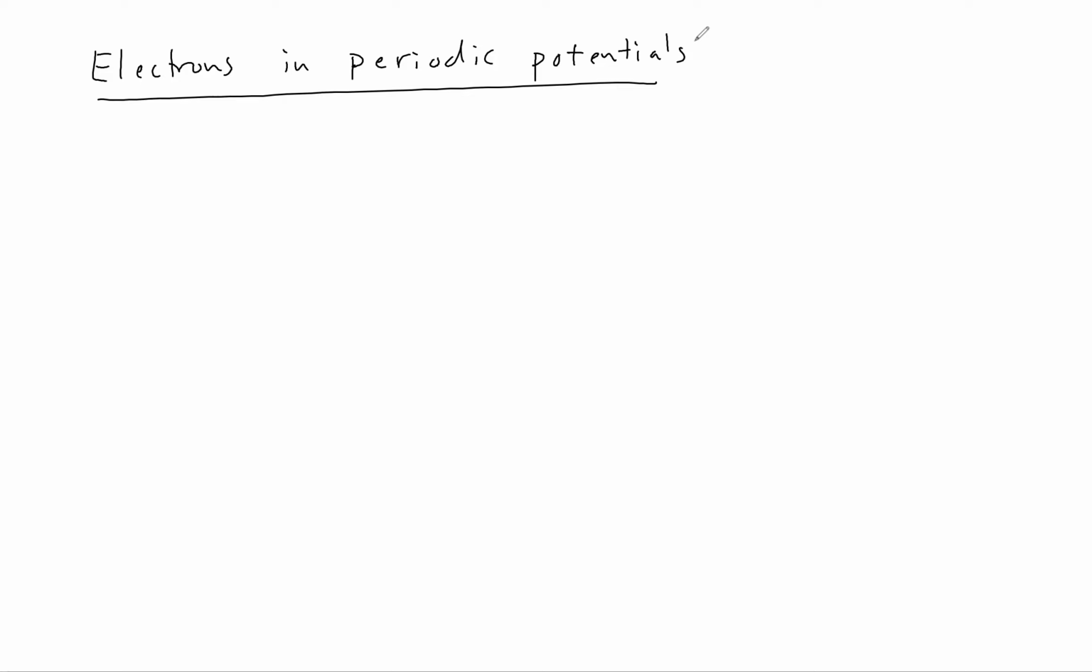I stated without proof that we can write it in the following way that's very much analogous to our expectation for the group velocity of a wave. It's the gradient of the energy as a function of k.